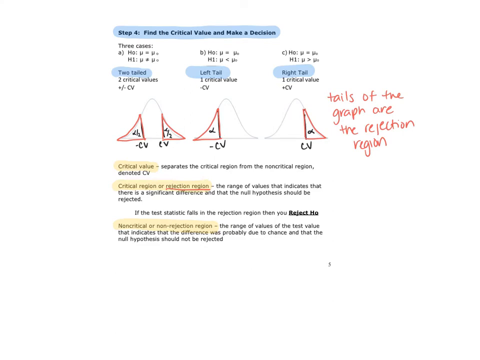Now we make a decision based on where our test statistic lies, whether it's in the rejection region or out of the rejection region. If your test statistic lies in the rejection region, we reject the null hypothesis. If the test statistic falls outside of the rejection region, then we fail to reject the null hypothesis.